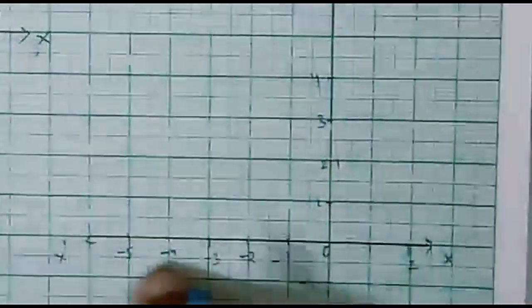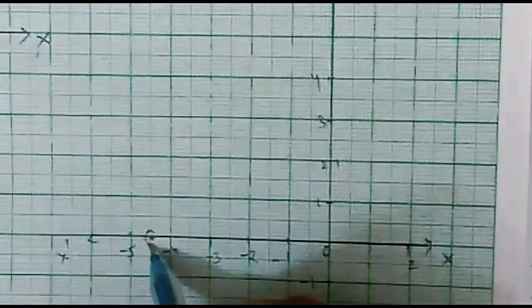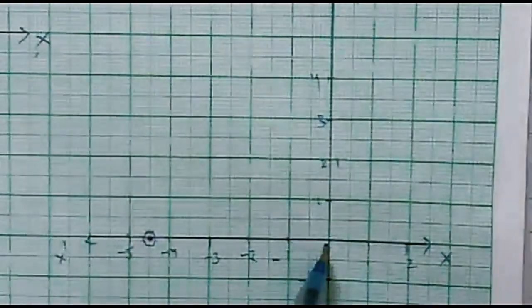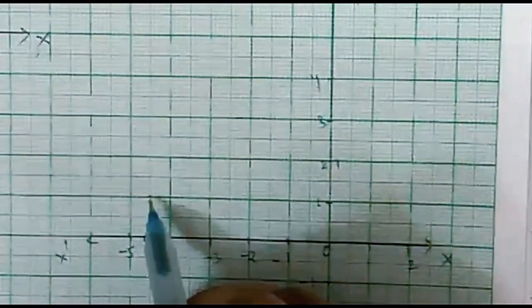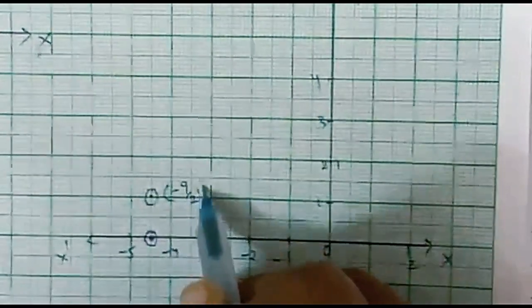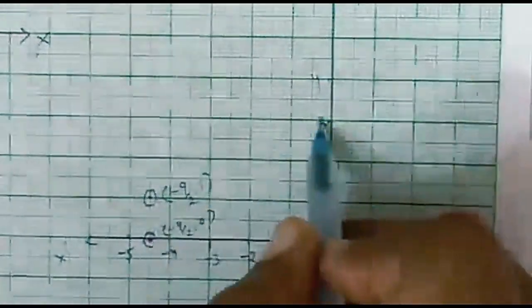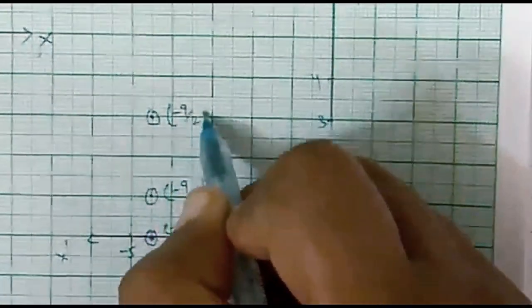Now you can see I have drawn the x-axis and y-axis. Our question was to plot x is equal to minus 9 by 2. As the variable was x, x is minus 9 by 2, so the point will be here. For whichever value of y, x will be the same. If you take y is equal to 0, then also x is minus 9 by 2. If you take y is equal to 1, then x will be minus 9 by 2. So the coordinates I can write as minus 9 by 2 comma 1. This will be minus 9 by 2 comma 0. And in the same way, if you take y is equal to 3, x will be the same, minus 9 by 2 comma 3.